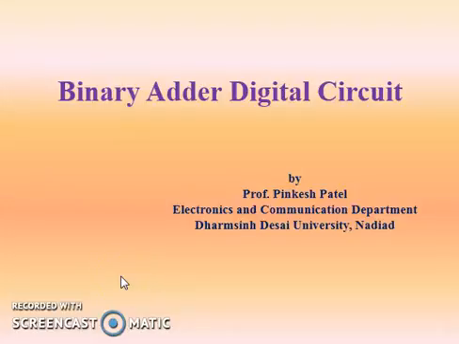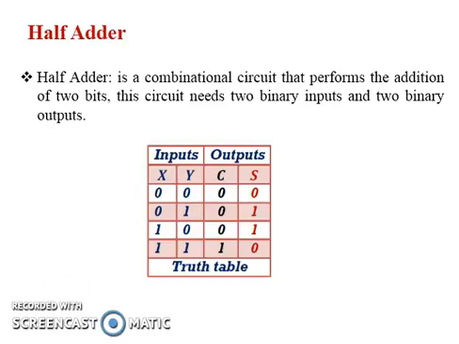Hello there. Today let us learn how to develop the binary adder digital circuit. So let us start with the half adder circuit. A half adder is a combinational circuit that performs the addition of 2 bits. This circuit needs 2 binary inputs and 2 binary outputs.